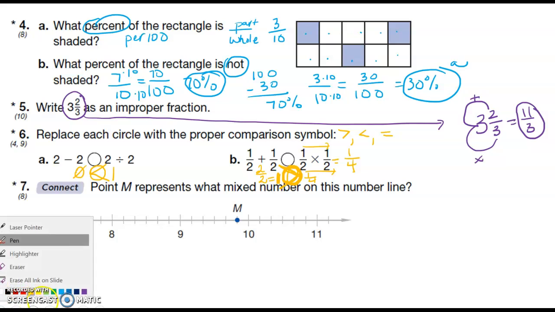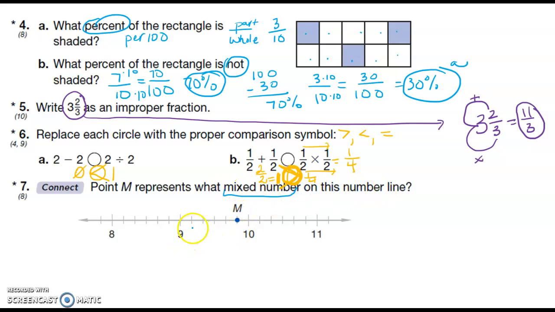Number 7. Point M represents what mixed number on the number line. So let's see how many spaces we have between 9 and 10. So I have 1, 2, 3, 4, 5, and then 6. So each of these is 1/6. So 1/6, 2/6, which can be reduced, 3/6, which can be reduced, 4/6, 5/6. So M is going to be 9 and 5/6.